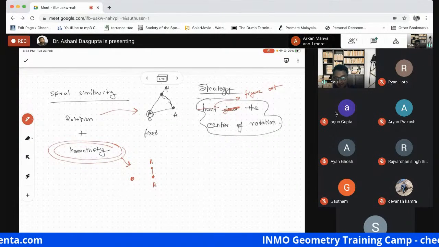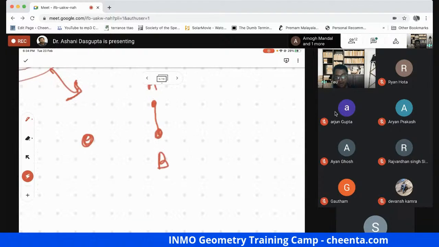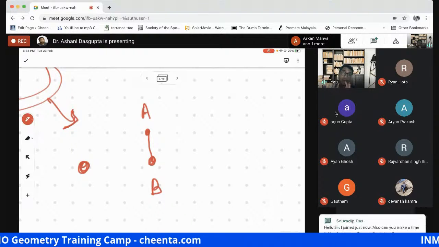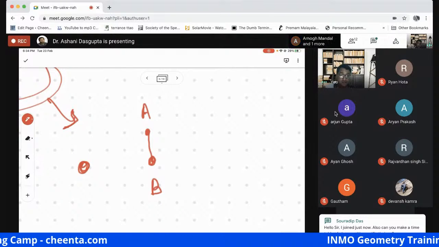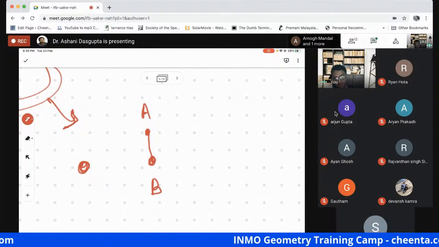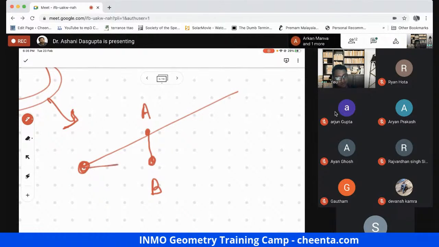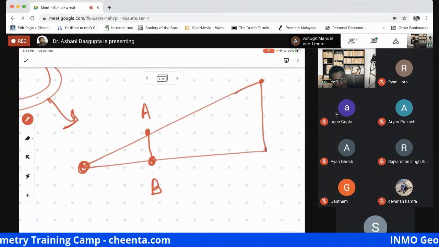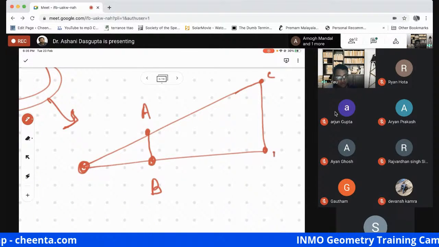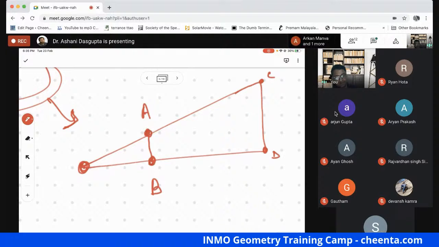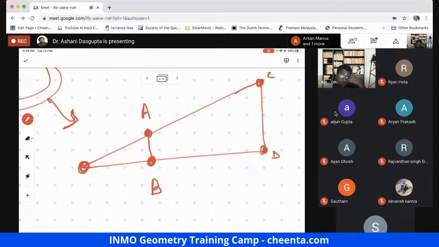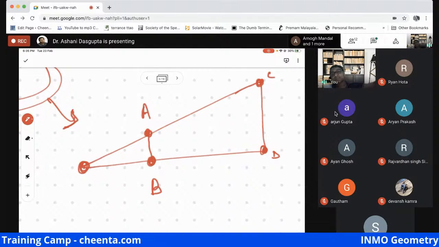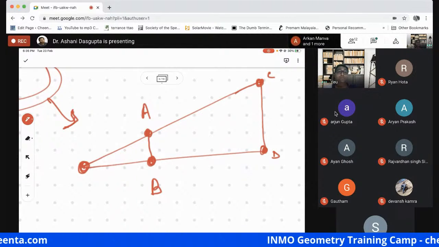So if you have a line segment AB like this, and you are applying the transformation of homothety, you can sort of blow it up like this. So this is A, B, let's call it CD. Okay, so AB is here, CD is here. So you can say whatever amount of distance A has traveled, B has traveled proportionally.